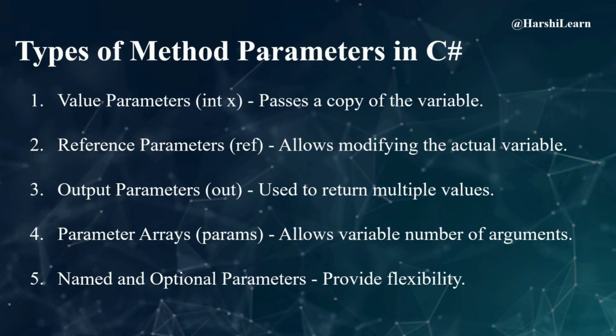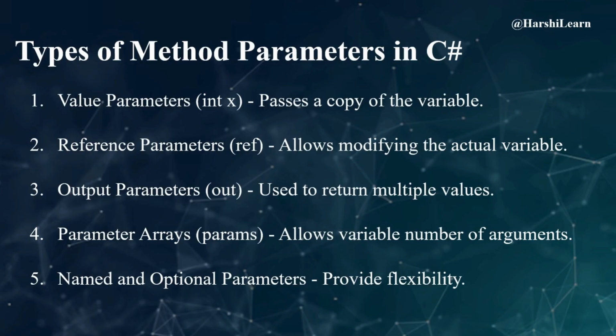Now, let's talk about method parameters in C Sharp. They help us to pass data into methods, making them more useful and flexible. Here are the main types of parameters in C Sharp. The first one is value parameters. In this, the method gets a copy of the variable, so the original value stays the same. Okay, and next we have reference parameters. This passes the actual variable, so anything that changes inside the method will affect the original value itself.